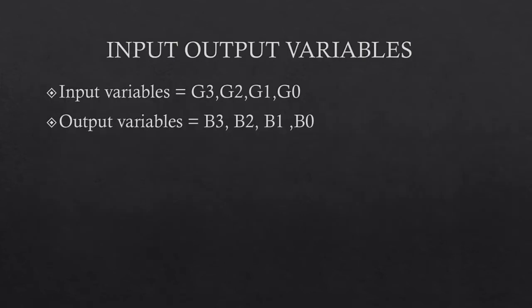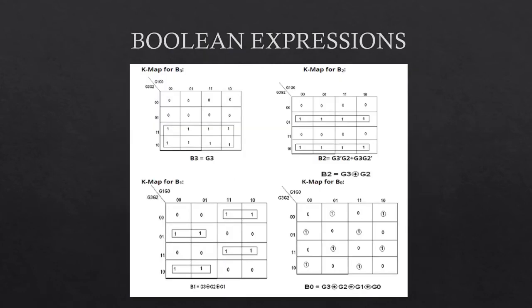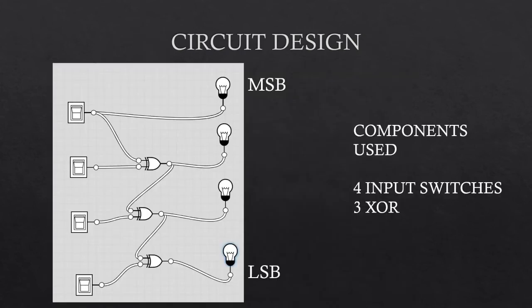The input variables are G3, G2, G1 and G0, and the output variables are B3, B2, B1 and B0. Obviously the input here would be the gray code, and the output would be the converted binary code. Similarly we have the K-map for every single bit of the binary output values, and the boolean expressions derived from the K-map. The boolean expression for B3 equals G3, for B2 it's G3 XOR G2, for B1 it's G3 XOR G2 XOR G1, and for B0 it's G3 XOR G2 XOR G1 XOR G0. That's how the conversion keeps going.